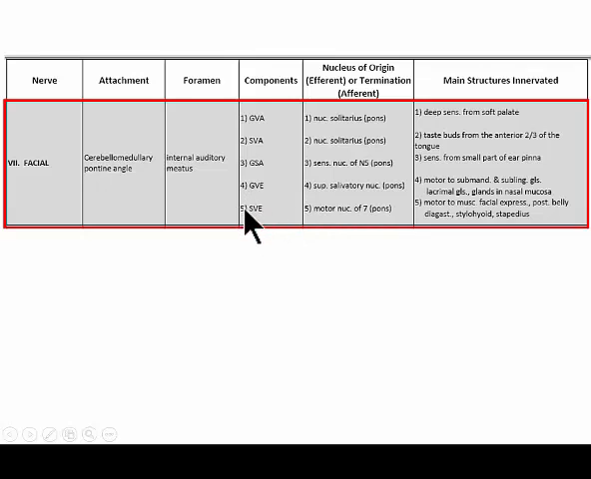And then gill muscles, right? Muscles of facial expression all over your face. Posterior belly digastric, stylohyoid, stapedius.